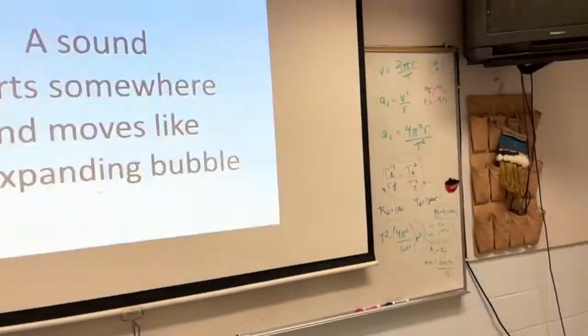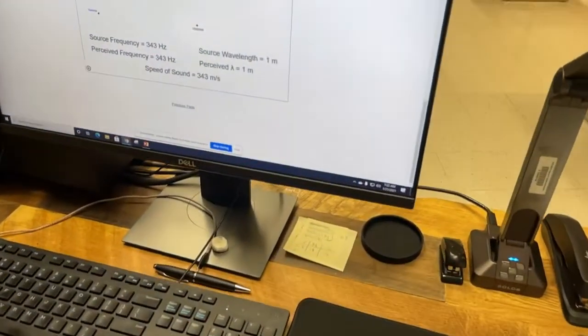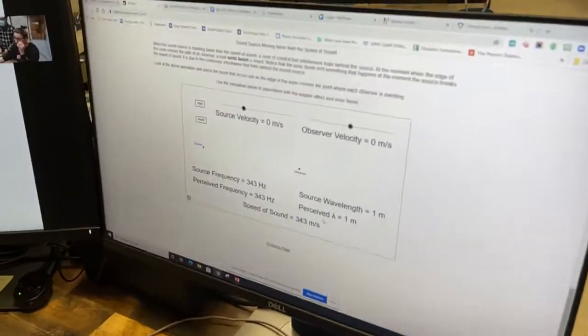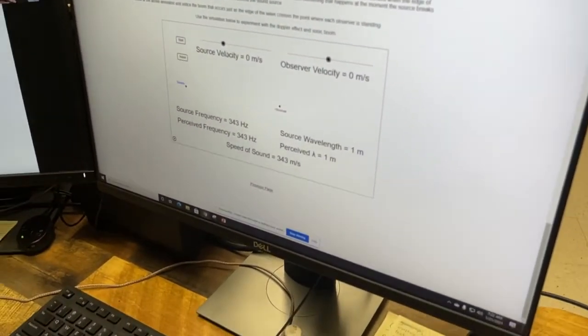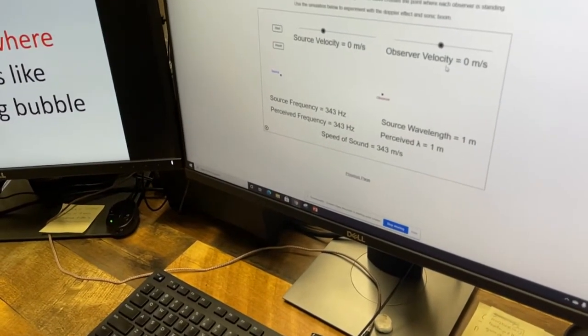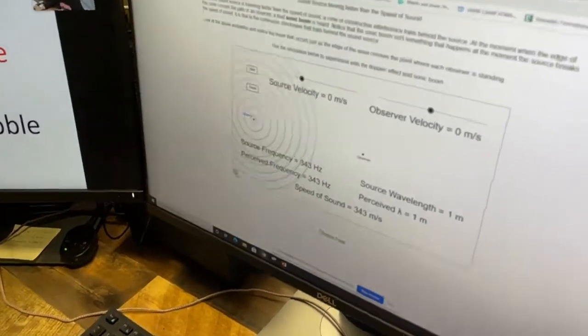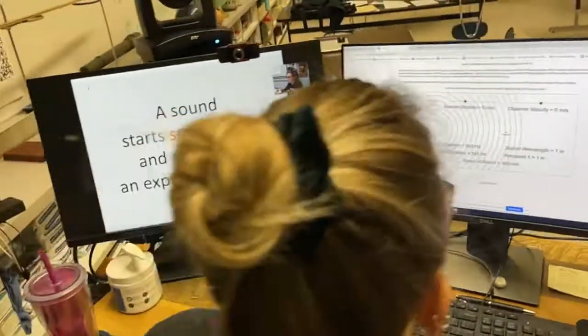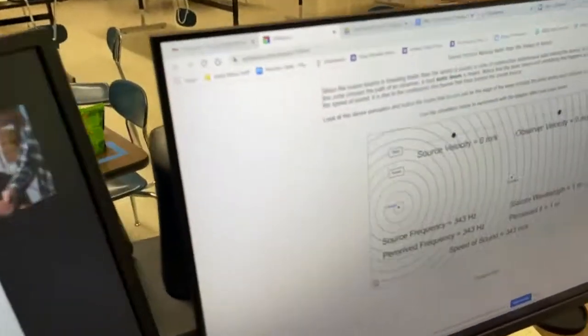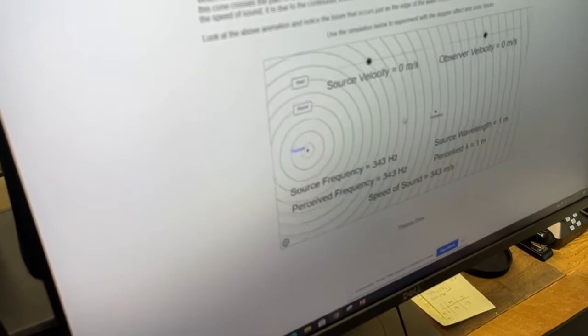Okay, so check out this little simulation. Sorry, I've got this going from my previous class. Right now the source, which is right here, has a velocity of 0, and the observer is also not moving. Let's go ahead and just play it. So you can see the sound starting at the point and then spreading out, expanding like a bubble.